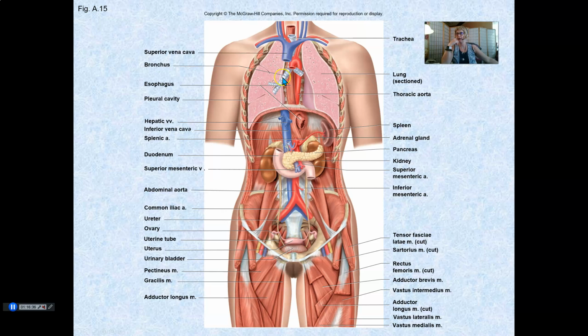Again, you got the right bronchus, the left bronchus, the bronchioles, and the right lung, and here's the left lung. There's the aortic arch right here. This is the superior vena cava.